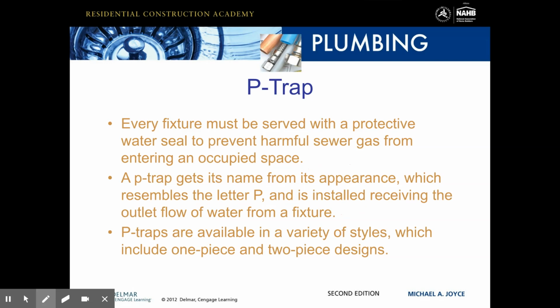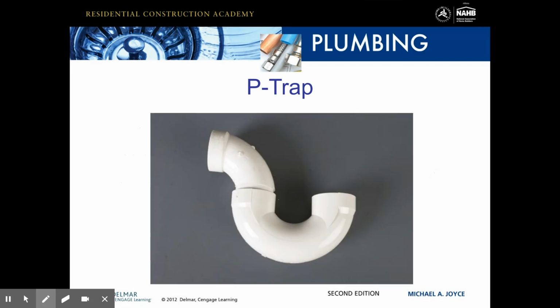Every fixture must be served with a protective water seal to prevent harmful sewer gas from entering an occupied space. In this case, it's a P-trap. A P-trap gets its name from its appearance, which resembles the letter P, and is installed receiving the outlet flow of water from a fixture. P-traps are available in a variety of sizes, which include one-piece and two-piece design. In this instance, they're showing a PVC one. There's also brass ones available.